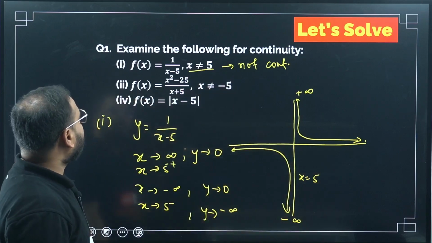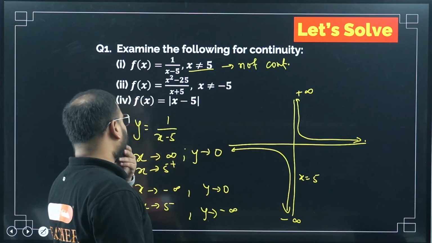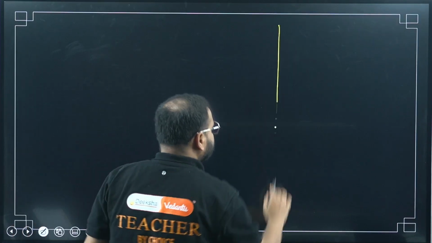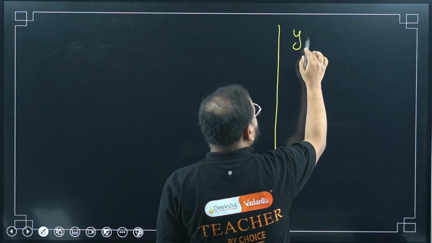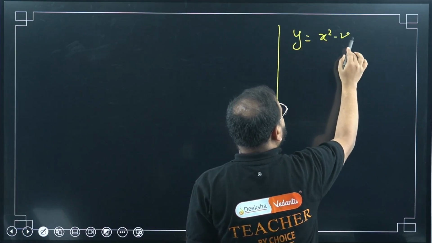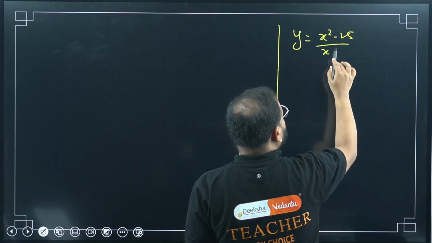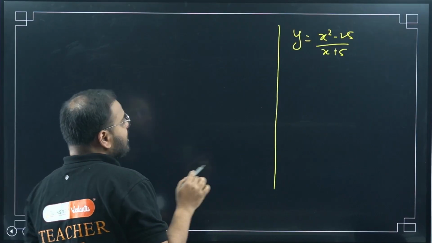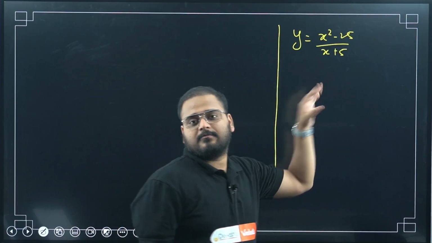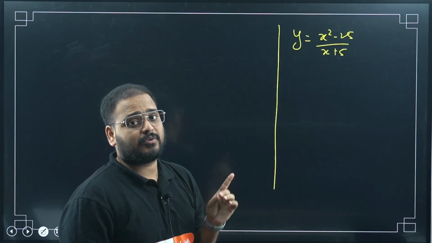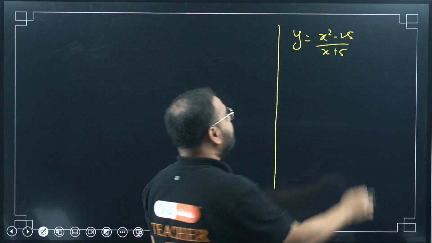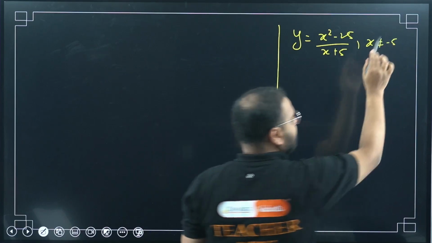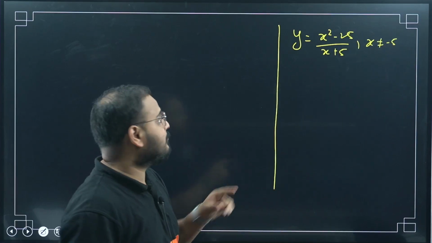Second problem, f(x) equals to (x square minus 25) upon (x plus 5). So let me write this here. Y equals to x square minus 25 upon what bacha? X plus 5, okay? Am I right? Yes. Now, if the question was given like this only, then it would have been a discontinuous function, okay? We have to see, okay? But they have already mentioned here, x is not equal to minus 5. If it is not equal to minus 5 means what? Means I can factorize it.